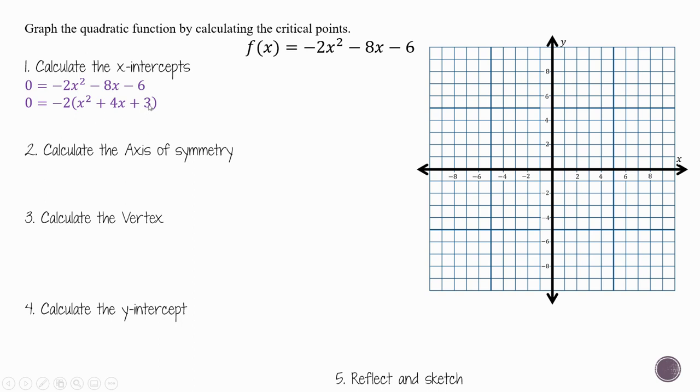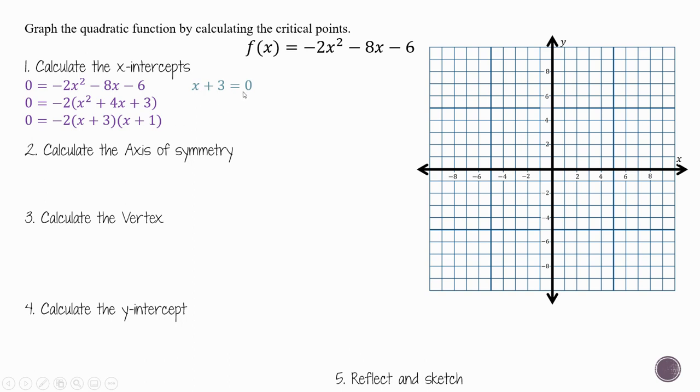I just have to figure out what multiplies to 3 and adds to 4. 3 is a prime number, so the only factors are 1 and 3. 1 and 3 does add to 4. So now I know that will factor into x plus 3 and x plus 1. Got to make sure I bring down that negative 2 that I originally factored out. So what we're saying now is that when we multiply these three things together, it equals 0. So one of them must equal 0. Negative 2 doesn't equal 0, so either the x plus 3 equals 0 or the x plus 1 equals 0.